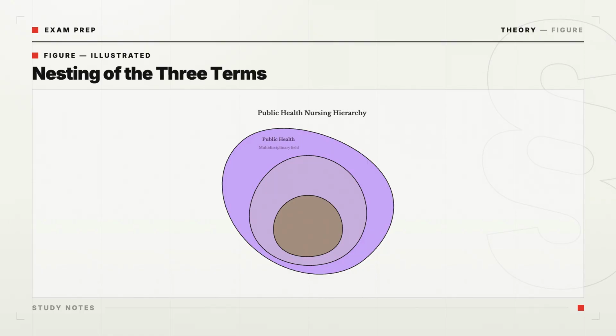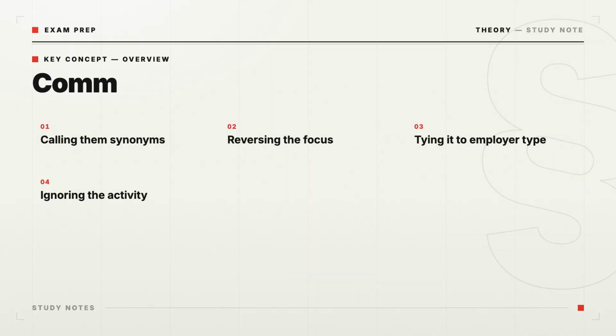A third term completes the picture. Public health is the whole multidisciplinary field, staffed by epidemiologists, health educators, sanitarians, and nurses, among others. Public health nursing is the population-focused specialty nested inside that field. Community health nursing is a wider label for nursing in community settings that overlaps both, sometimes population-focused, sometimes not.